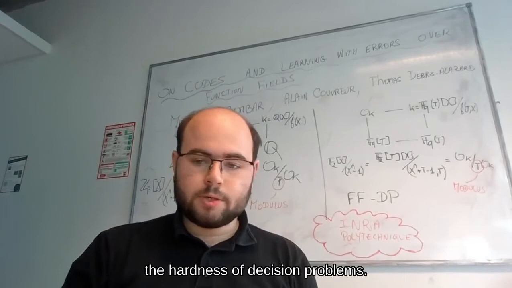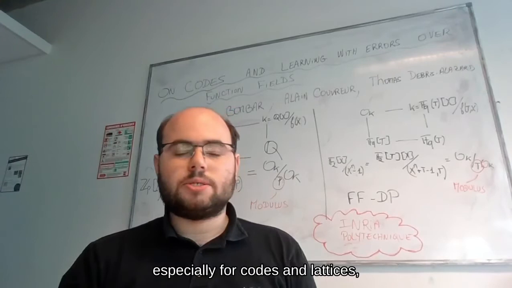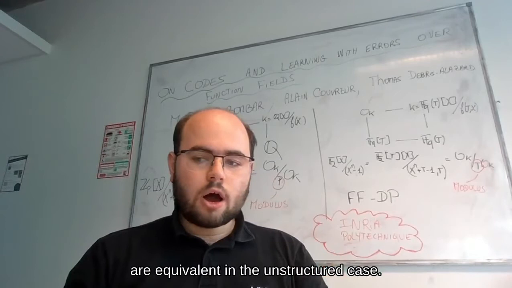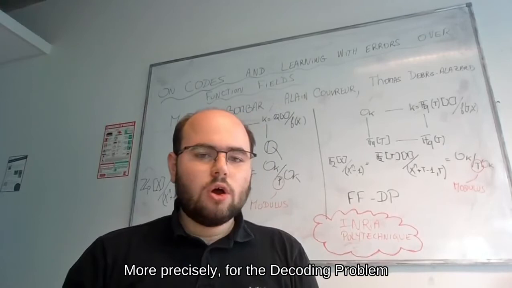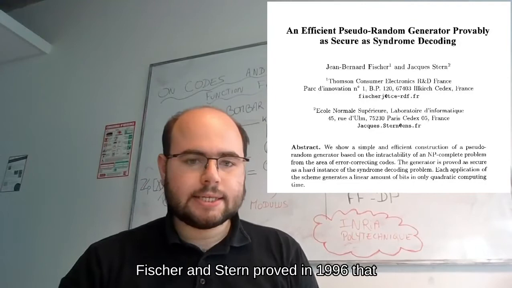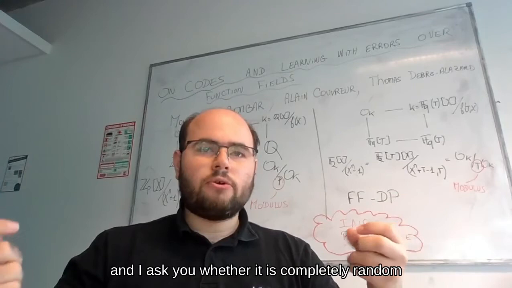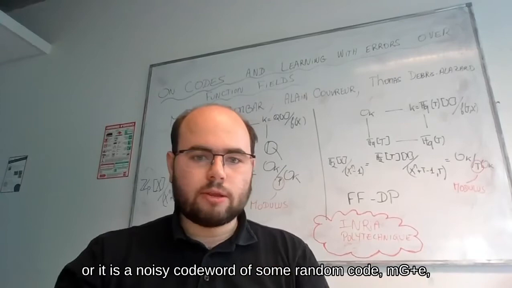In post-quantum cryptography, and especially for codes and lattices, it has been proven that both versions are equivalent in the unstructured case. More precisely, for decoding problems, Fischer and Stern proved in 1996 that if I give you a binary vector and I ask you whether it is completely random or it is a noisy codeword of some random code, mG plus e, if you're able to tell me that, then you can recover the message.